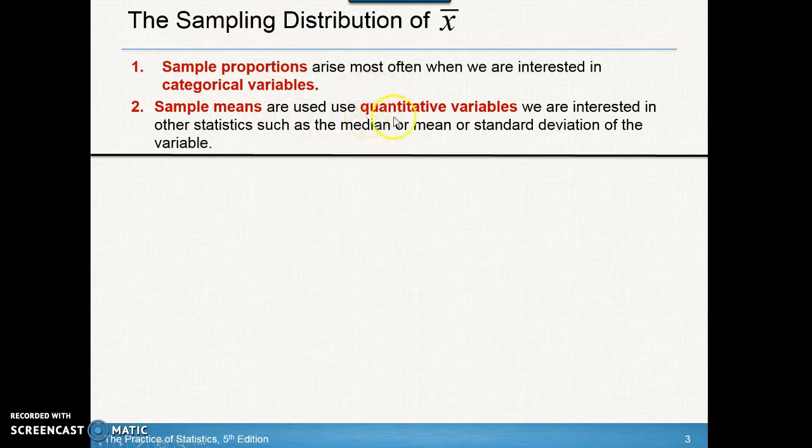Sample means are when we're talking about quantitative variables, and we're interested in statistics such as the median or the mean or the standard deviation of the variable. So we're going to talk about the average number of iPhones in a household, the average number of TVs in a household, something like that. Okay, so let's take a look at an example.